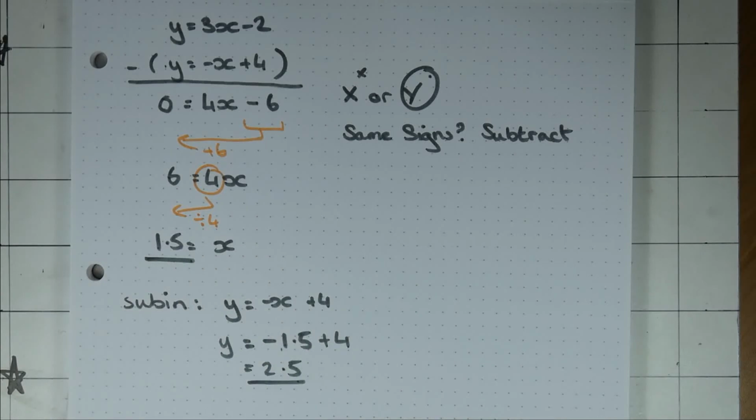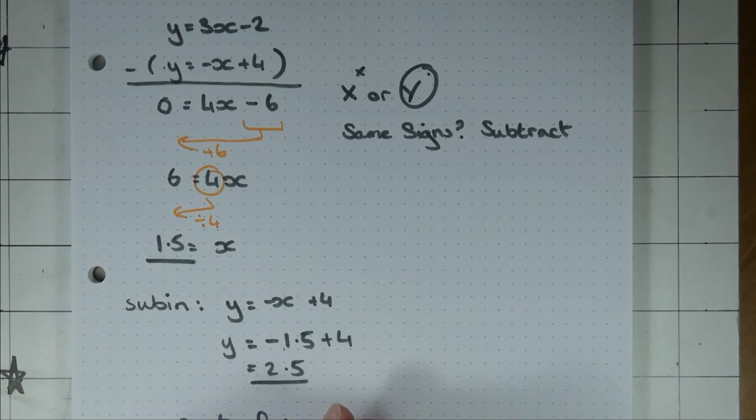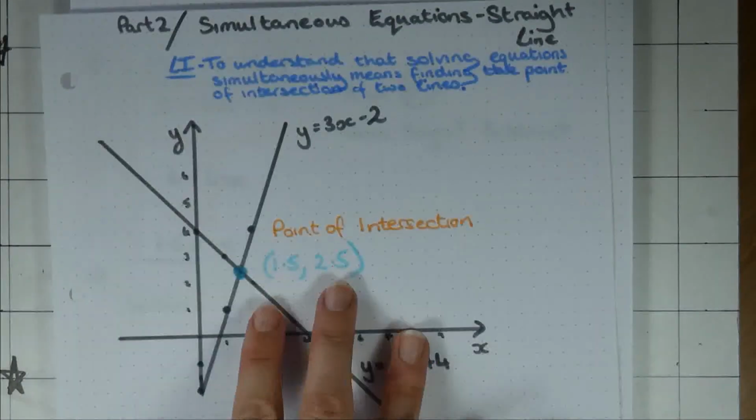Now, if you've been asked for the point of intersection, you have to say point of intersection equals 1.5, 2.5, and this matches up perfectly with what we have here.